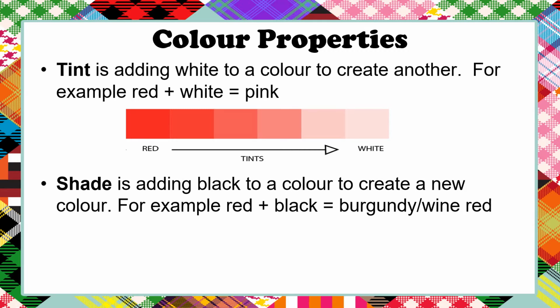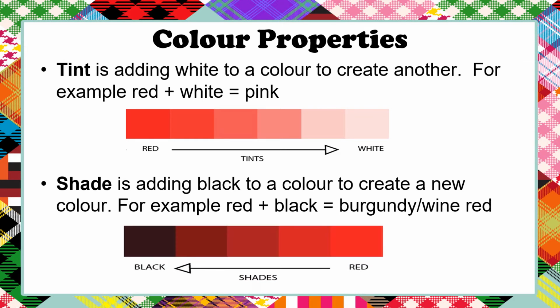Shade, on the other hand, is another property. When you add black to a color, it creates a new color. We're going to use red again. When we add black to red, it gives us burgundy or wine red.